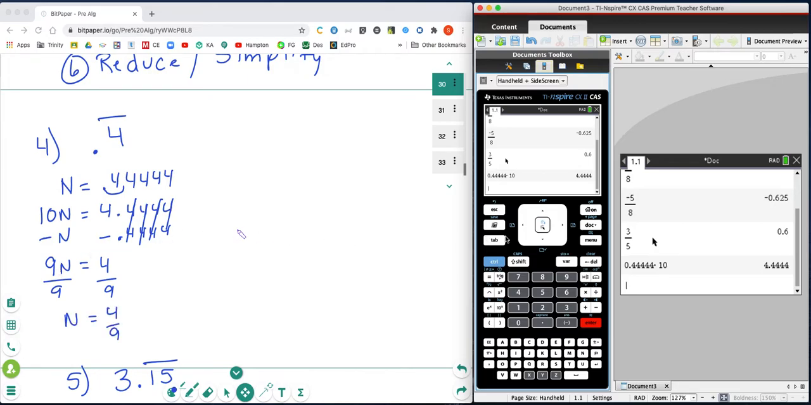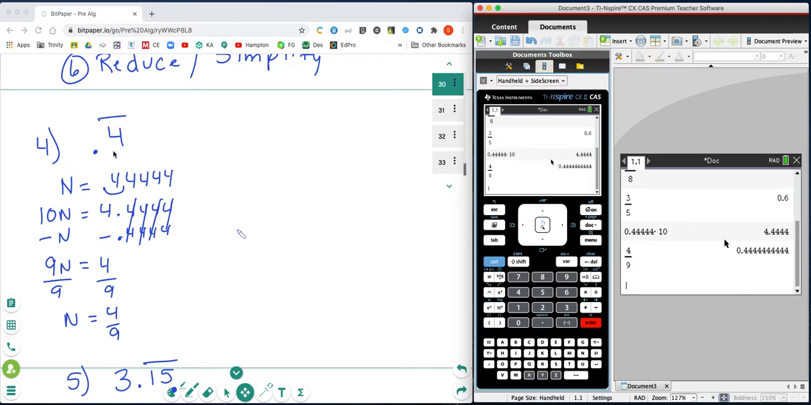Now I can go over to my calculator and I can check it. Control, divide, 4, arrow, 9, control, enter, and I see that repeating 4 is equivalent to 4/9. So I have the work to get me credit, and I have the calculator to check it. All right, let's look at the next one.